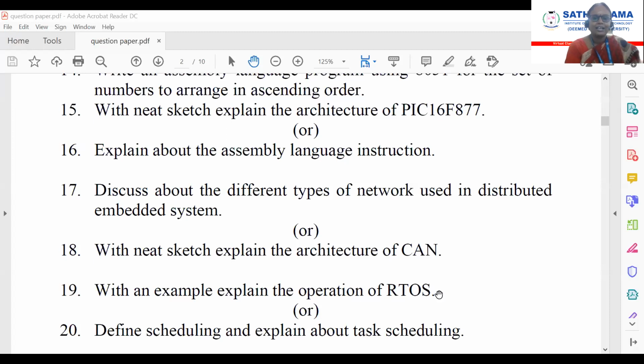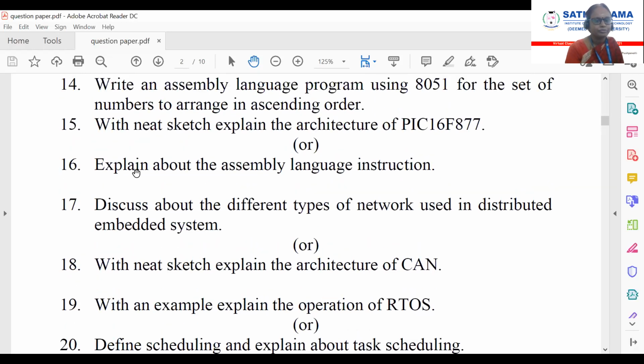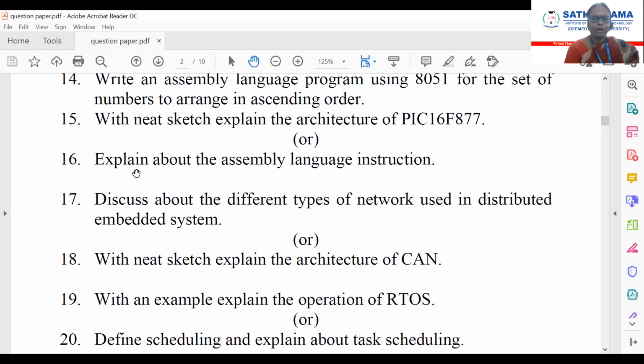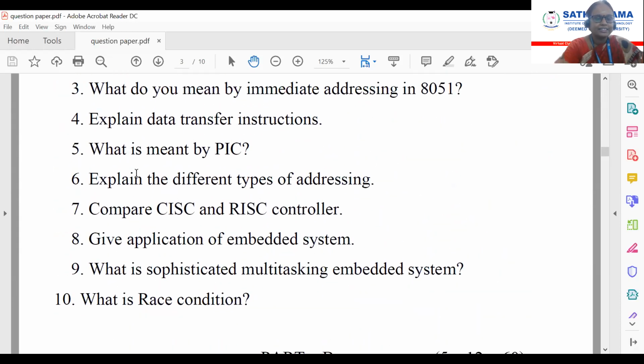Another thing is they can ask about the distributed embedded system. Are you clear? Questions 15, 16, 17, 18, just look out for those four questions in your Part B. Jayshri, have you noted? Yes, ma'am. Okay, thank you. The next one, we will see the next question paper. Just see, RISC and CISC they are asking frequently.